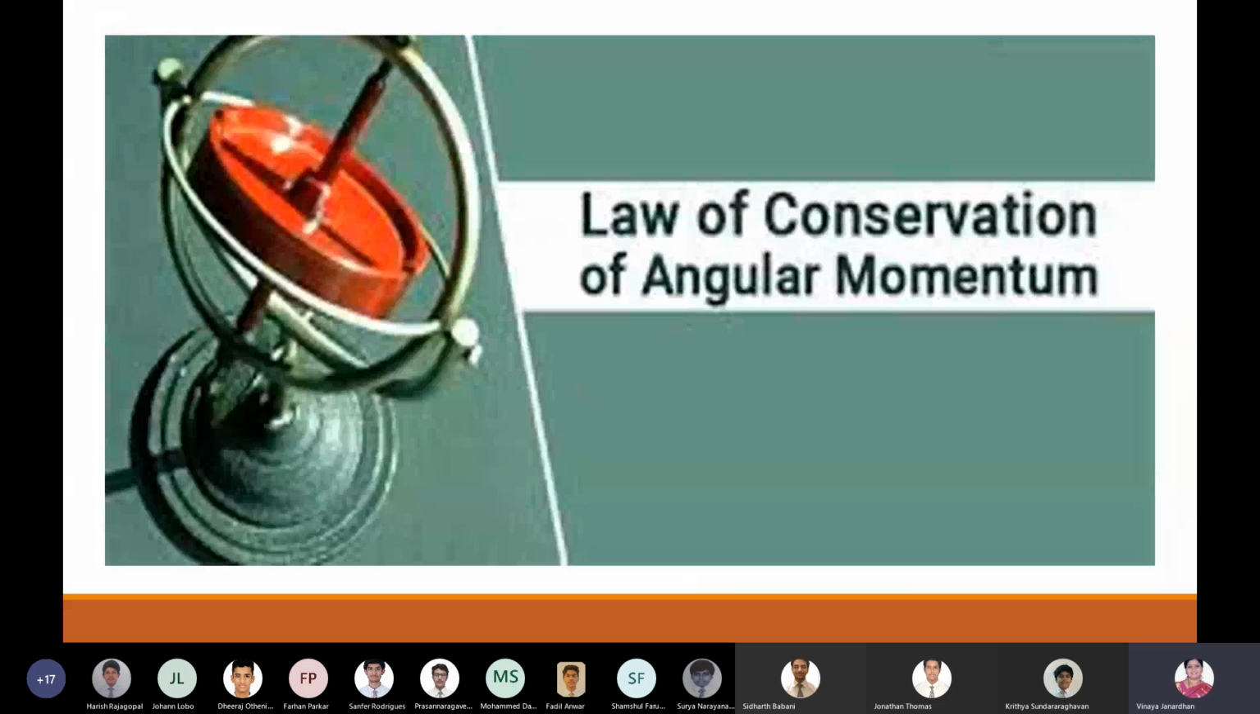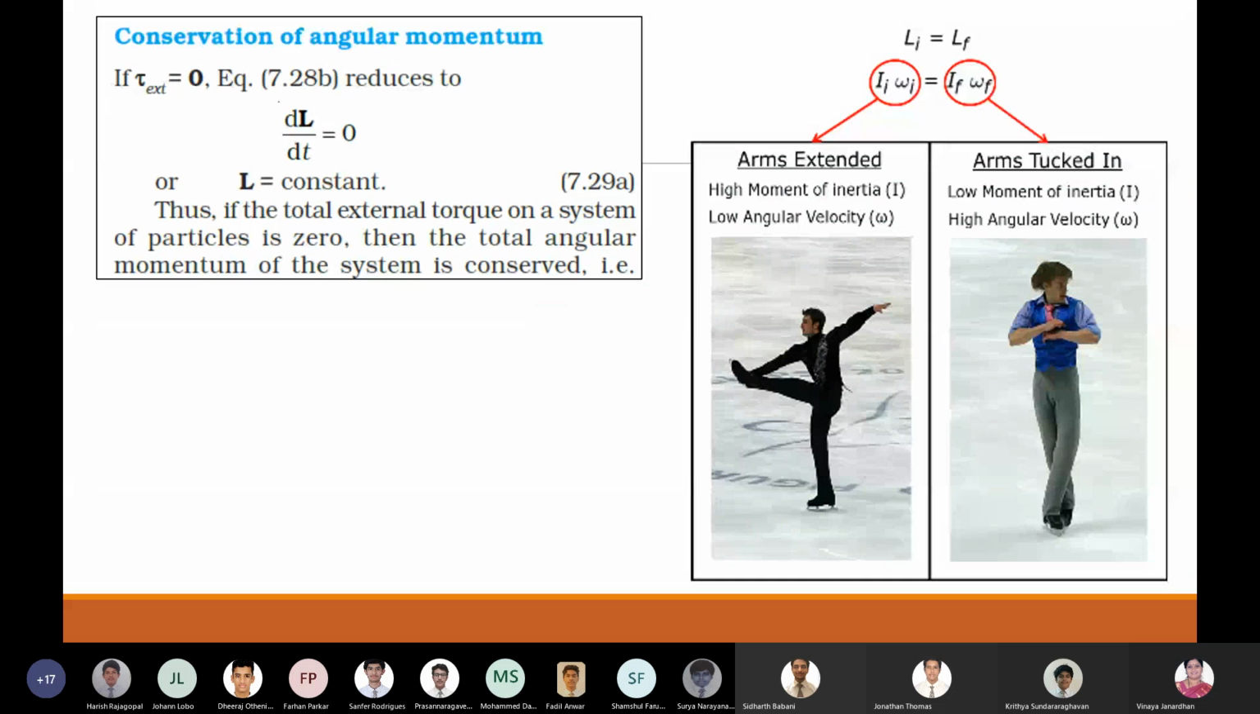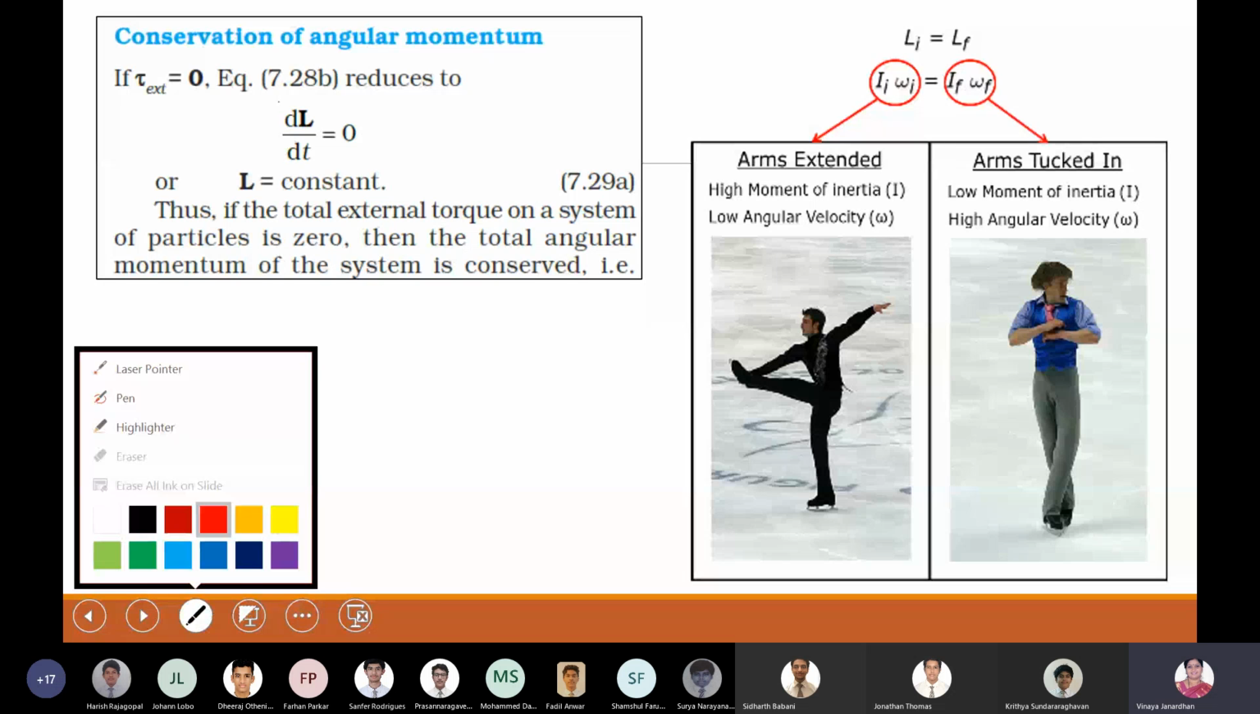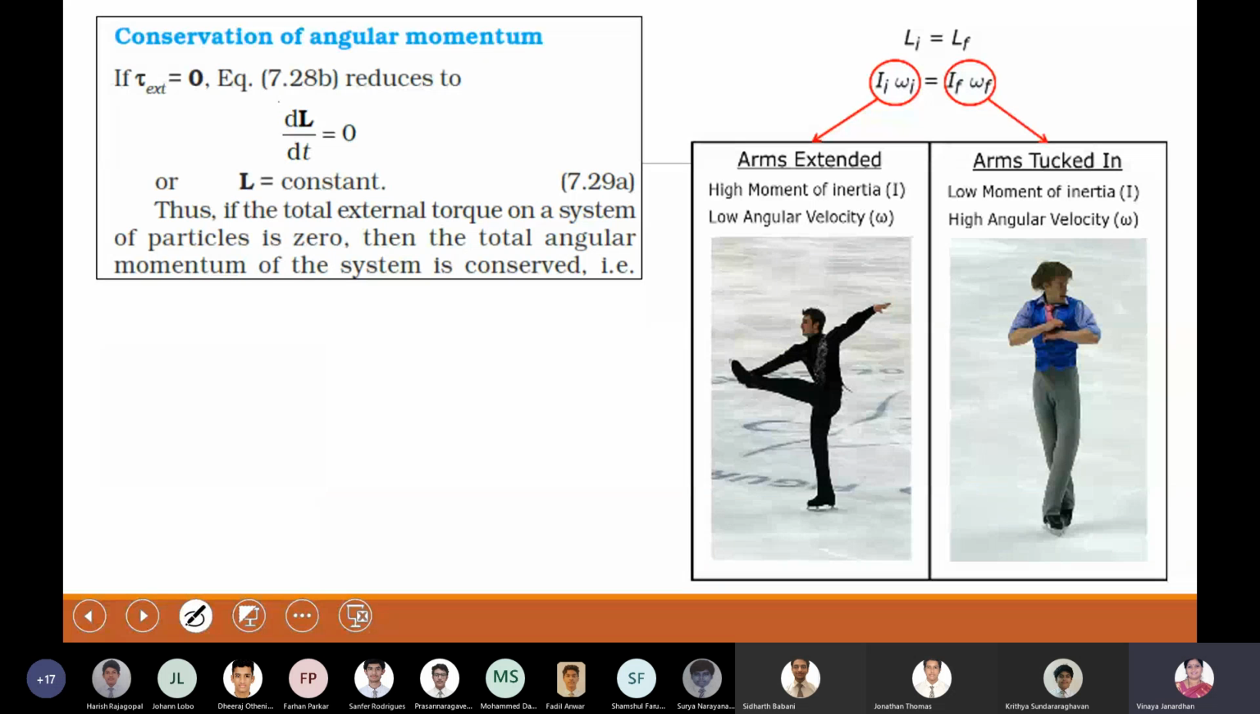Right, boys. Law of conservation of angular momentum. I'll do it the moment we start. Law of conservation of angular momentum was a very, very important concept. Please, all your reasoning based questions and all your numericals are equally important. Clear, boys? Now, it's 11C. What is conservation of angular momentum?